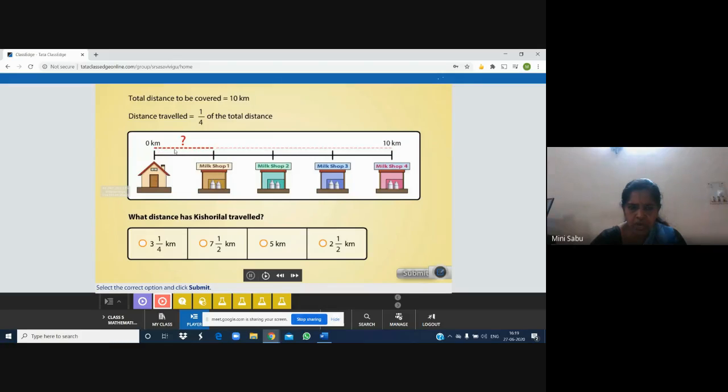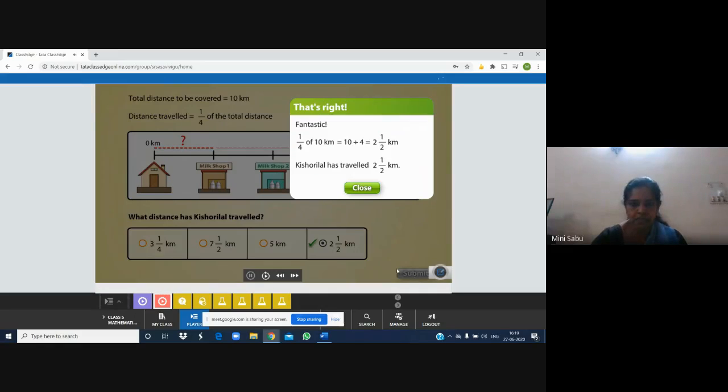So the question is, what distance has Kishorilal traveled? 3 1/4 kilometer, 7 1/2 kilometer, 5 kilometer, or 2.5 kilometer? What do you feel? This is 5. So this is half of 5. So it should be 2.5 kilometer. I clicked here and submitted. Fantastic! Kishorilal has traveled 2.5 kilometers.